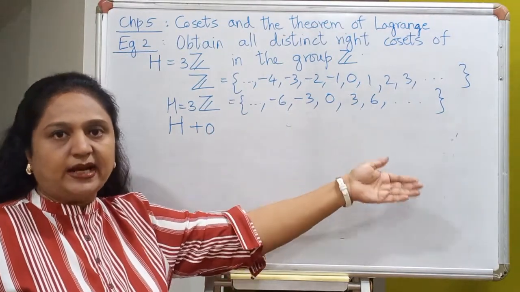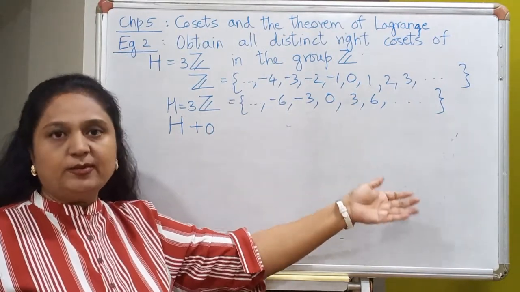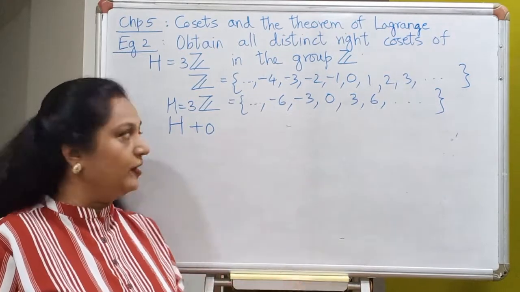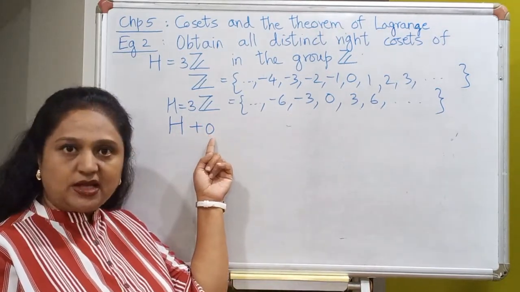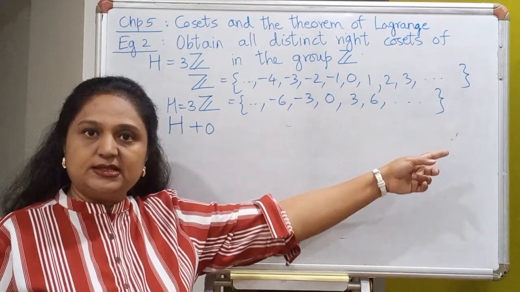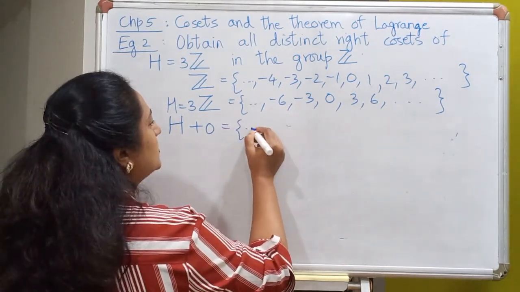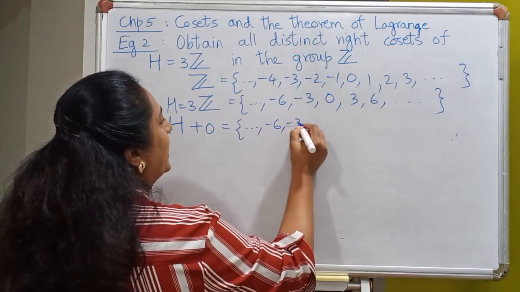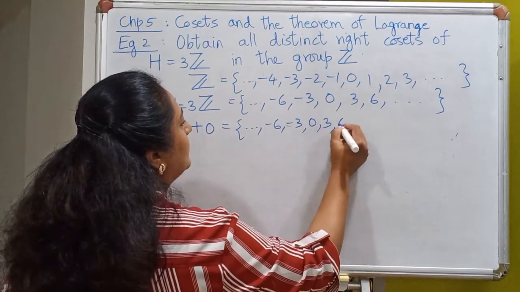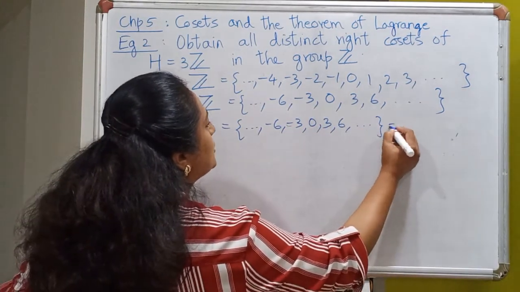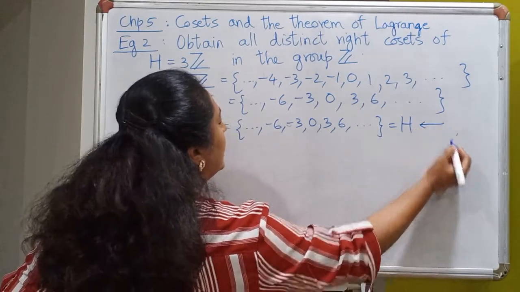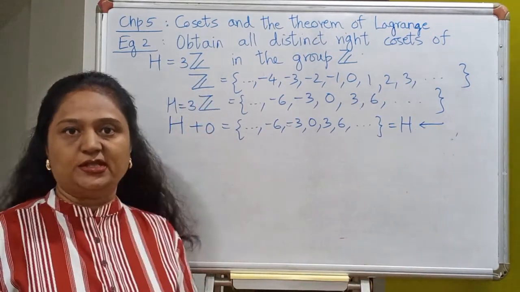As I said, because addition is commutative, it doesn't matter whether you add from the right or the left. Also, initially we are adding 0 to every element in this set, so it's not going to make a difference to any of the elements. I'll get back the same set. So this first right coset that I get is the same as H itself.